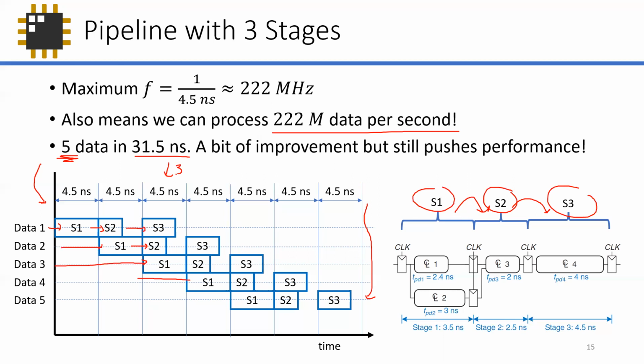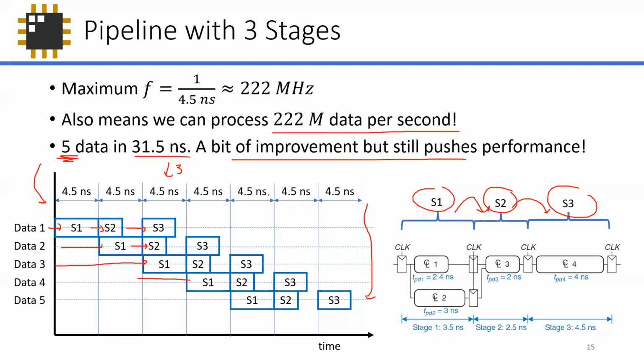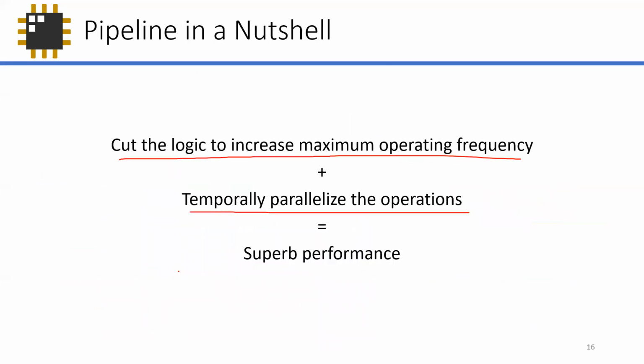Okay, so that's pipeline. So it's a bit of an improvement overall, and it still pushes performance in the long run. All right. So here's the thing. Essentially, pipeline in a nutshell is simply you're trying to do 2 things to improve your performance. One is that you cut the logic to increase maximum operating frequency. And the second is that you're temporarily parallelizing the operations. Like in here, you're doing 3 things at the same time. Okay? So that's parallelizing operations. And take note, that's 3 different operations, right? Because they have 3 different combinational logic delays. And if you add both, you get super performance. That's what pipelining is. Okay?